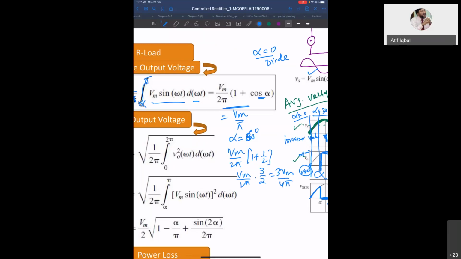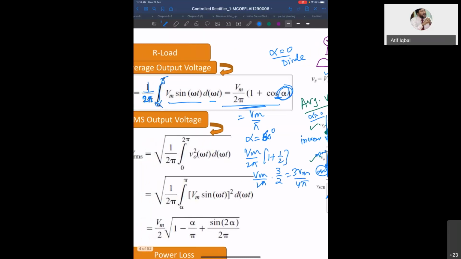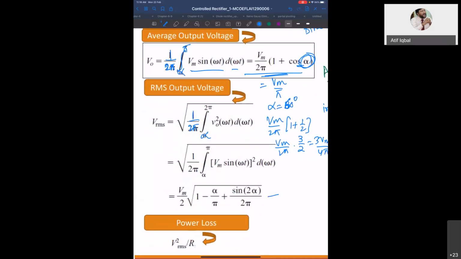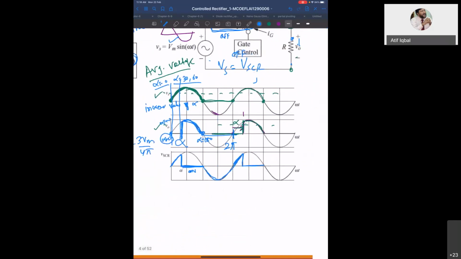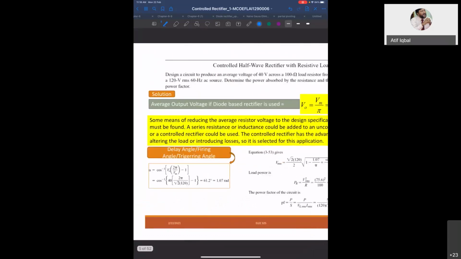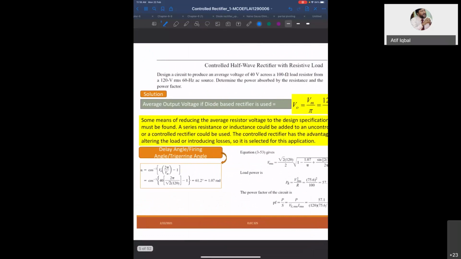So you can control this average output voltage by just controlling alpha. And the RMS value is the same: 1 by 2 pi, and no, this should be alpha to 2 pi, V square d omega t. So when you do this integration, you get the RMS value. And what is the power loss? It is V square by R, or I square into R. V square RMS by R.